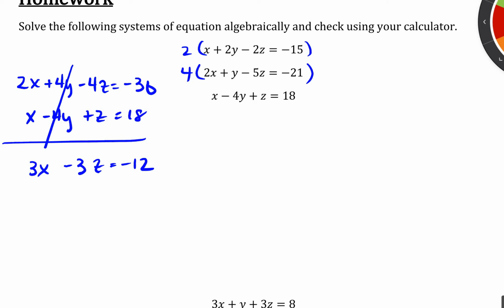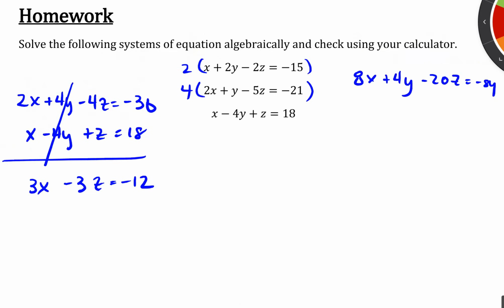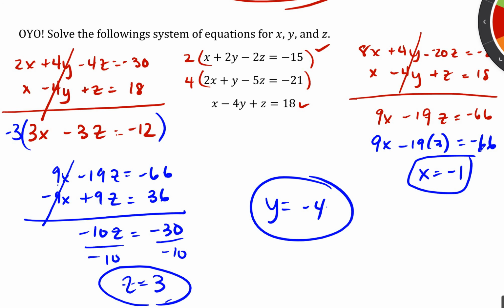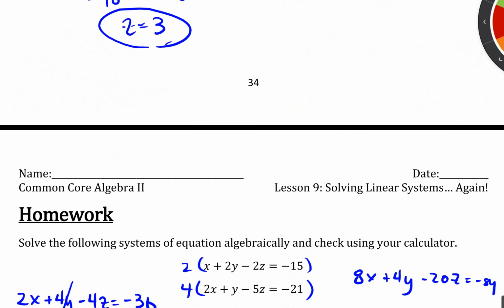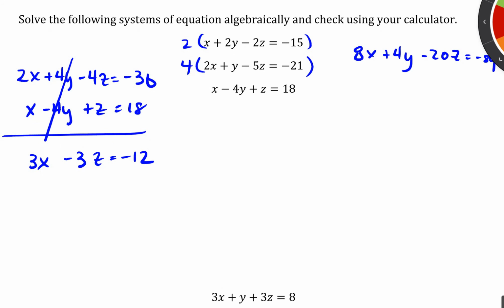I have used the first equation and the last equation. I haven't used the middle one yet. So I'll give myself an 8x plus 4y minus 20z equals negative 84. Isn't this the same as that one? Actually, I don't have to redo this one because this is the same as the on your own one. Look at that.